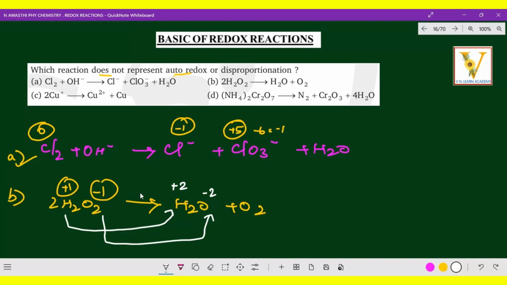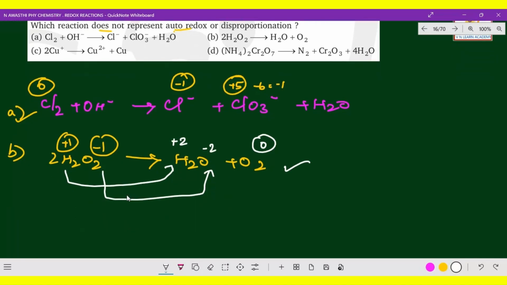So that means plus 1, here actually plus 2, and here minus 1, here minus 2. So here elemental form 0. So here minus 1 which is converted to 0. So that means oxidation and reduction both have taken place simultaneously. So naturally this is also an auto redox or disproportionation reaction.